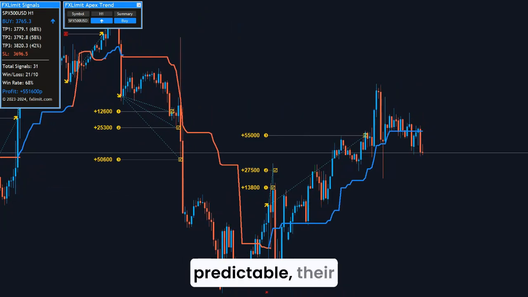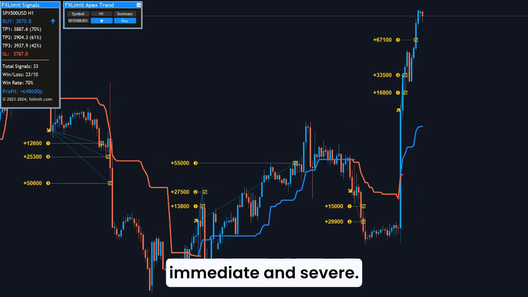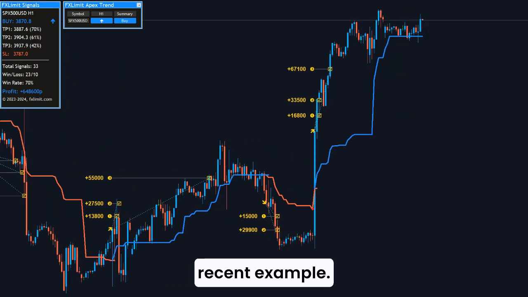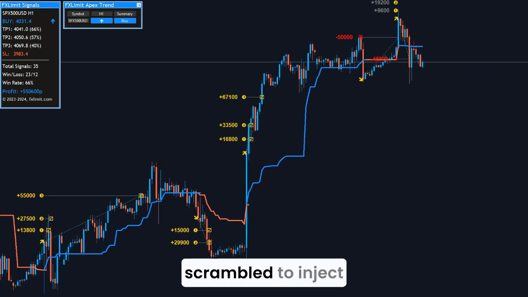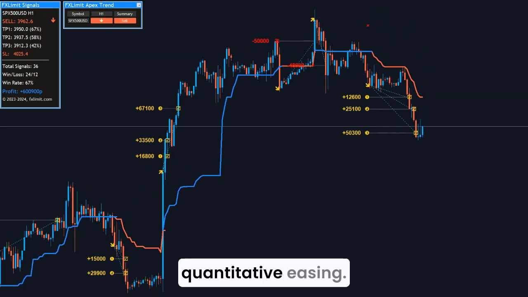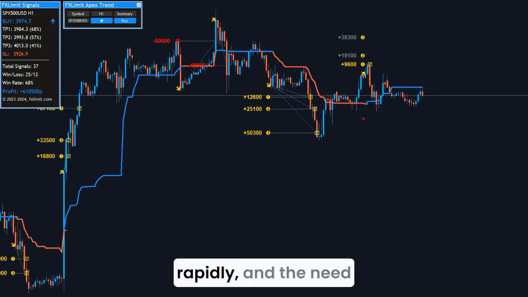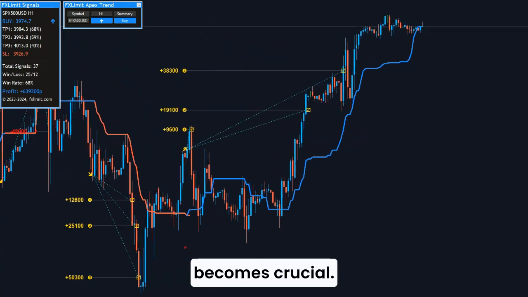Fourth is natural disasters and pandemics. While these are less predictable, their effects on Forex markets can be immediate and severe. The COVID-19 pandemic is the most recent example. It caused global markets to plunge, and central banks worldwide scrambled to inject liquidity, slashing interest rates and implementing quantitative easing. In such scenarios, sentiment swings rapidly, and the need for real-time trend identification becomes crucial.